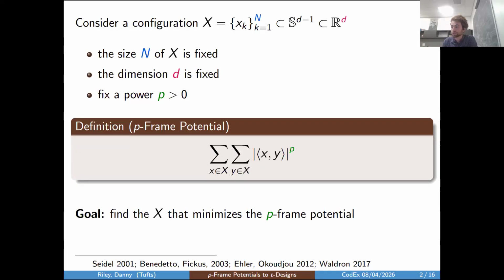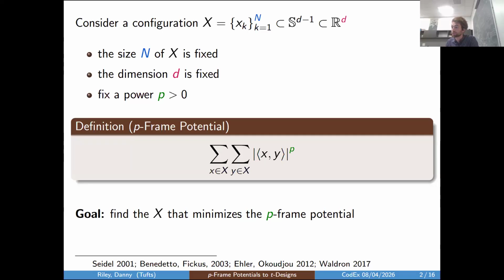And when p equals 2, this was introduced by Benedetto and Fickus in 2003, and the minimizers of the p-frame potential for p equals 2 are exactly the finite unit norm tight frames. And in general, if we're trying to minimize this for values of p other than 2, we'll see that because our points are constrained to be on the unit sphere, the possible inner products that my configuration can take on in modulus are between 0 and 1.